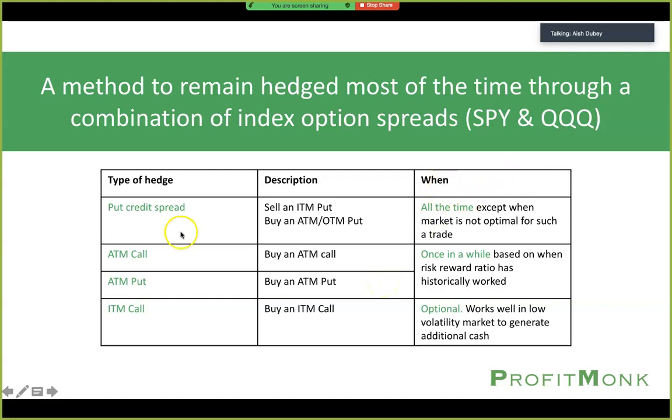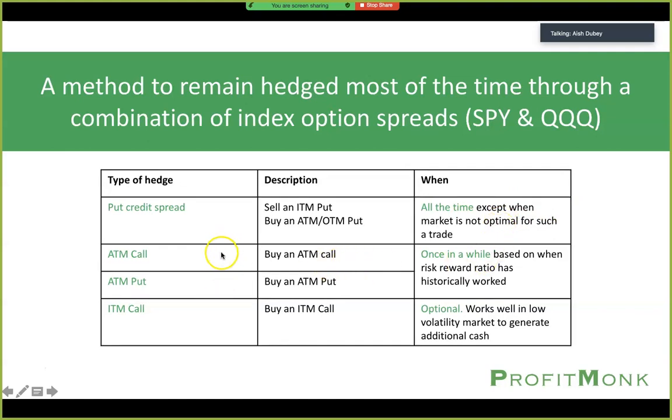Now when do we do this? Put credit spread we do all the time, most of the time, except when the market is not optimal for such a trade. And when the market is not optimal is pretty much how the algorithms look at the trend and optimize for the trend. It's nothing but a sophisticated machine learning exercise to identify trends, and then turn on or turn off different kinds of hedges, as well as the target expiry and target strike prices.